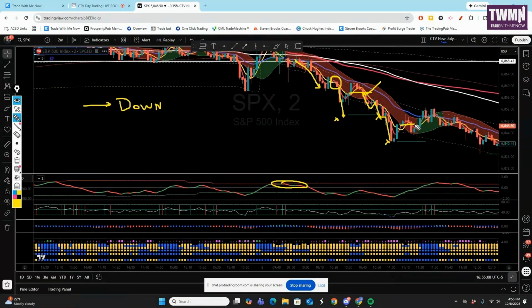Do it again. Red takes out the green. Oh, this one didn't work. May not have been close enough to my 20. Didn't work. Lost one. Right on the 20.